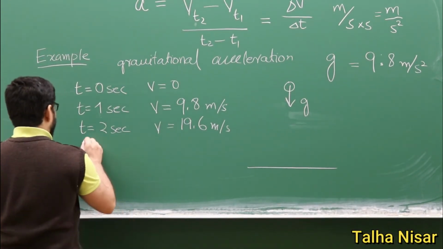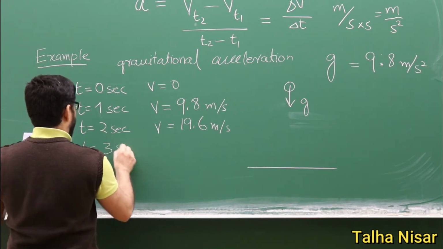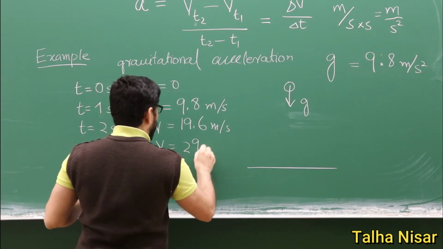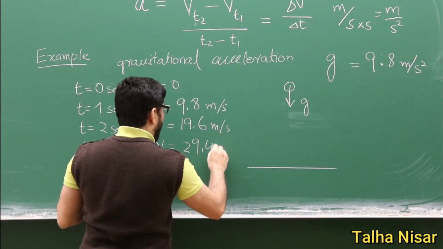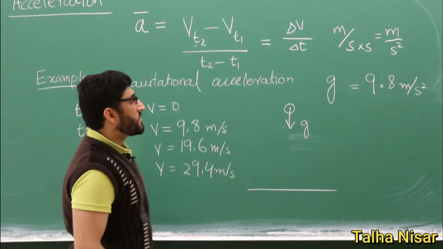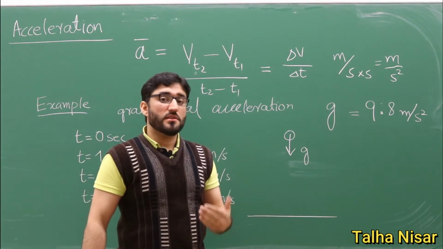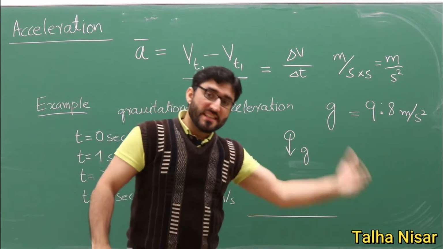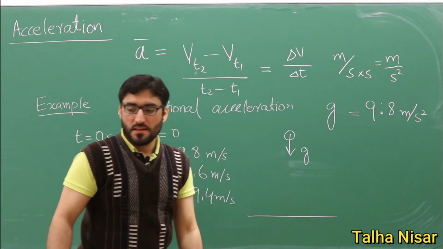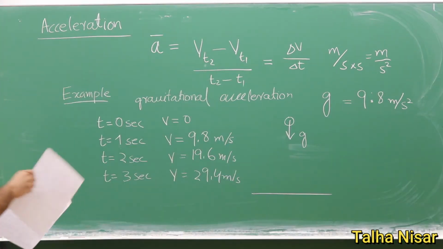And at time equals 3, the velocity will be 29.4 meters per second. So 9.8 meters per second means that after each second, 9.8 meters per second is added to the velocity. So the velocity will be increased at the rate of 9.8 meters per second squared.